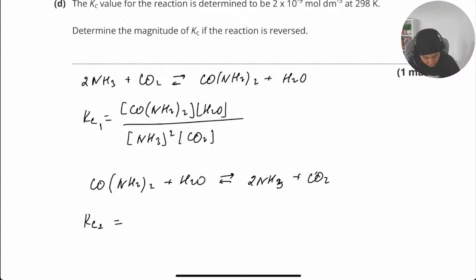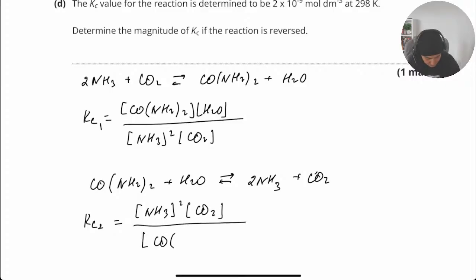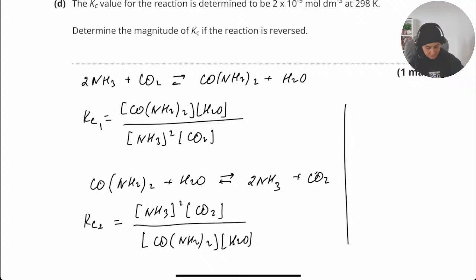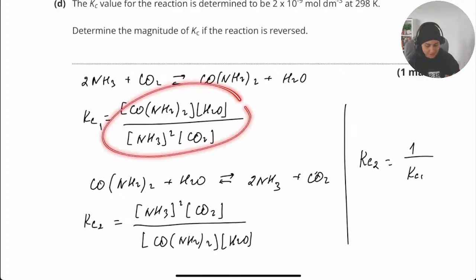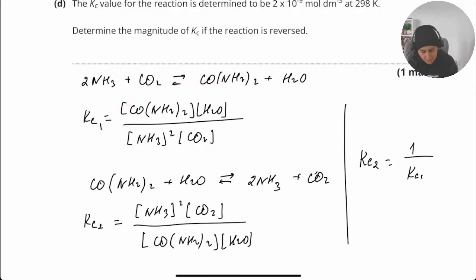Well, Kc2 would be [NH3] squared, I still do products over reactants, times [CO2], that's a 3 by the way, divided by [CONH2] times [H2O]. And now compare these two fractions. You see that Kc2 is just a flipped Kc1. So I understand that Kc2 is just 1 over Kc1, because if you flip this fraction, you would end up with Kc2. Now if you know the value for Kc1, we'll just plug it in. So then Kc2 would be 1 over 2 times 10 to the negative 9.